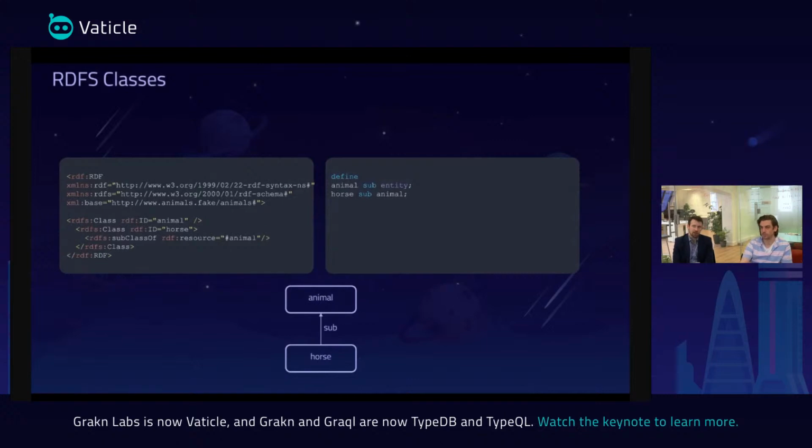The keyword sub here is important. The keyword sub in TypeDB defines that something is a subtype of something else. And here we see that animal is an entity type. But then we also say that horse is a subtype of animal. So all horses are animals, but not all animals are horses.